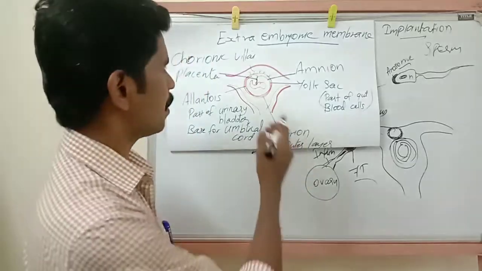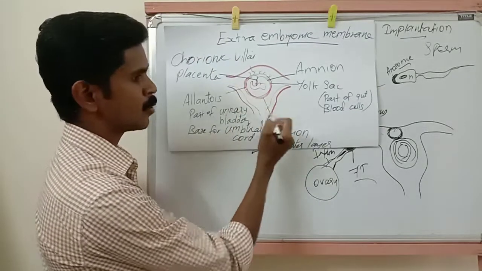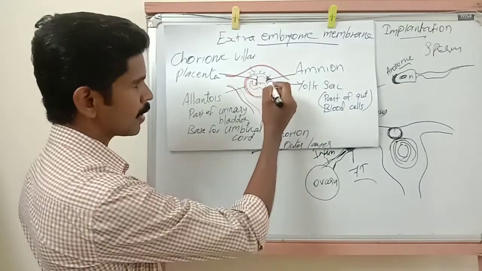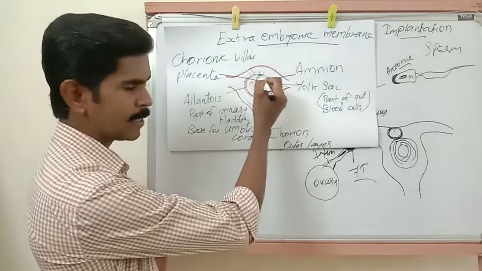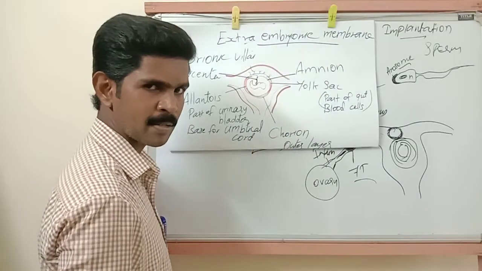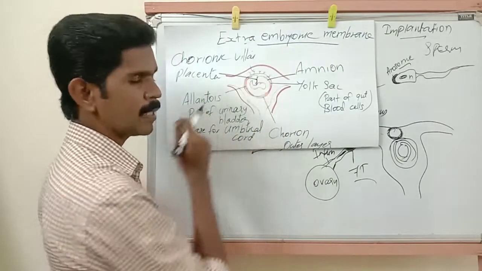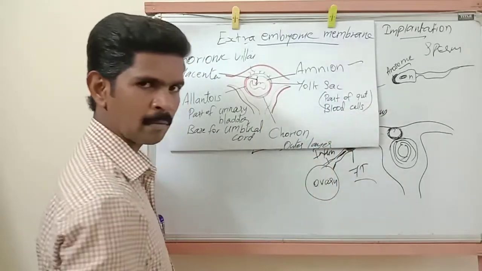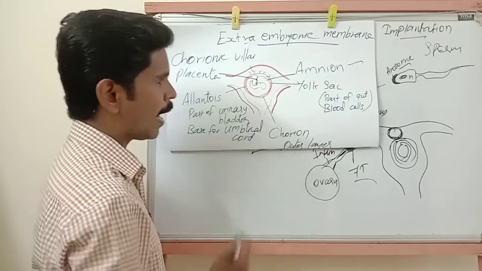Understand? Just imagine this is a uterus, and this is a baby. There are 4 membranes present. All these membranes are together called extra embryonic membranes. The innermost membrane is called the amnion.